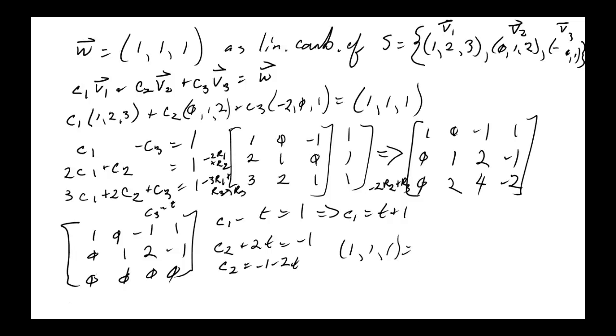C1 is 1, so that would be 1, 2, 3, and C2 would be minus 1 then, so that would be, I've got to find C2, plus 0, negative 1, negative 2. Let's see if that works. 1 plus 0 is 1, 2 minus 1 is 1, and 3 minus 2 is 1. Yeah, okay, so that works.